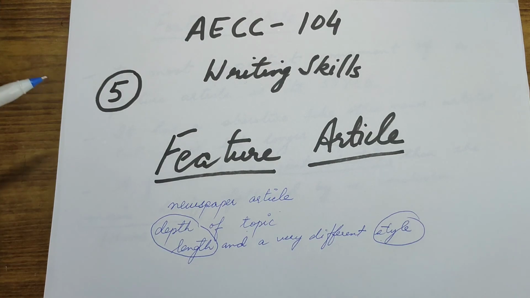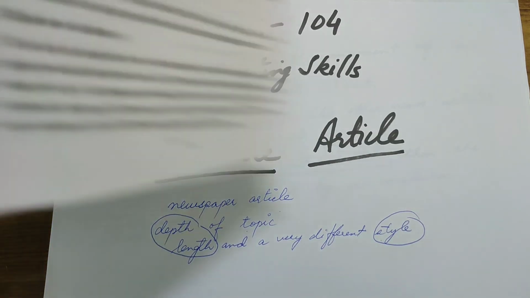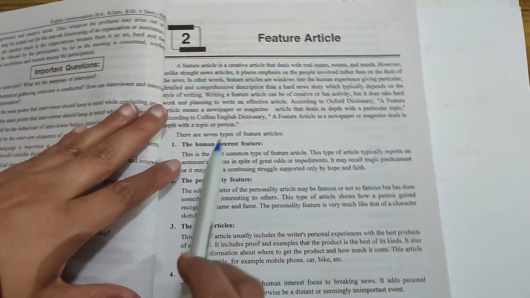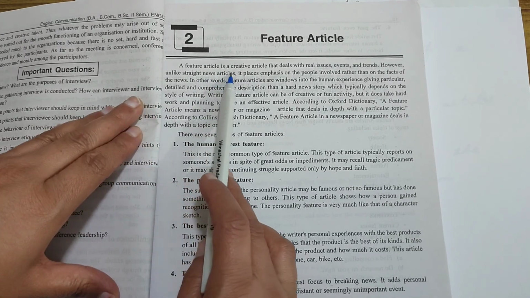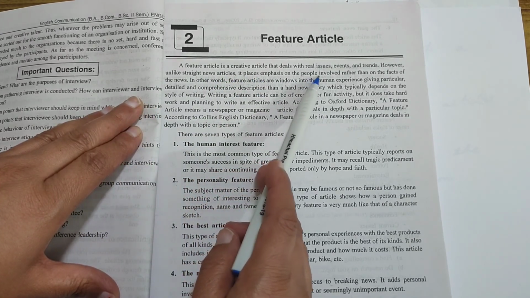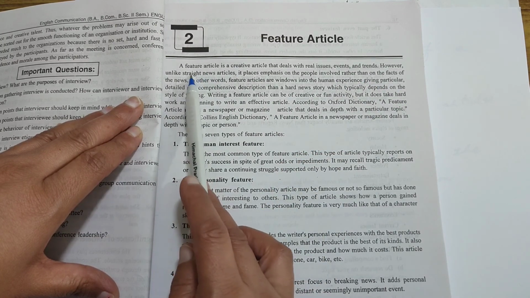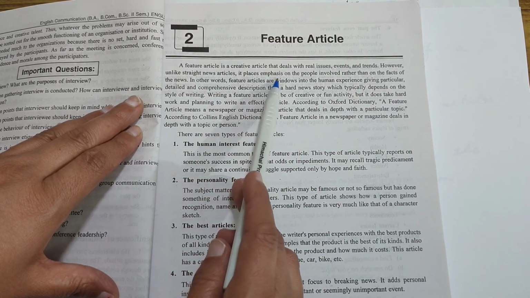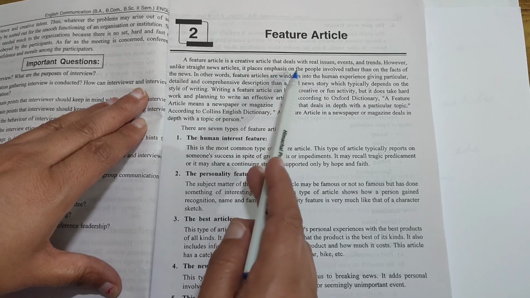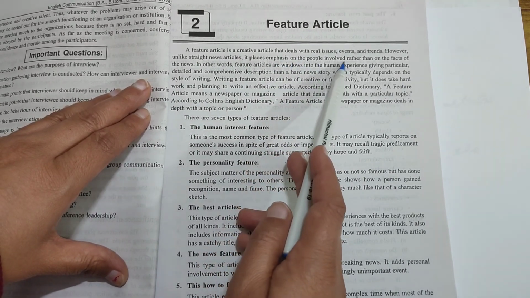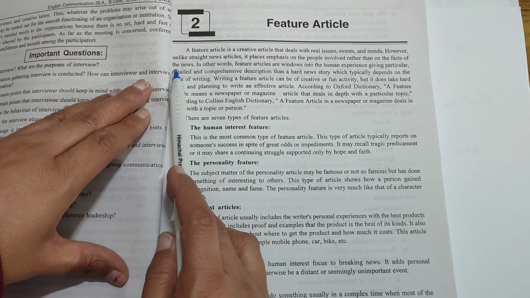So first of all, let us read what a feature article is. A feature article is a creative article that deals with real issues, events, and trends. However, unlike straight news articles, it emphasizes the people involved rather than the facts of the news.